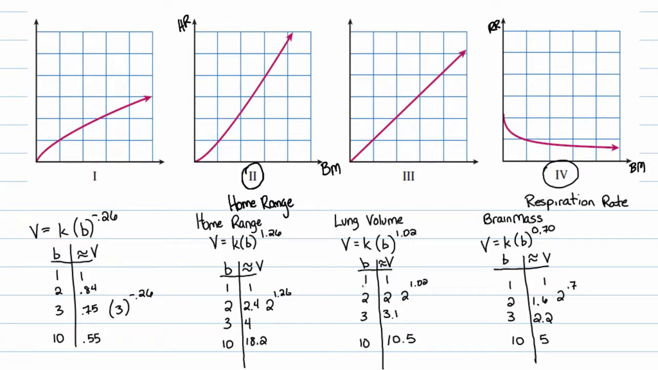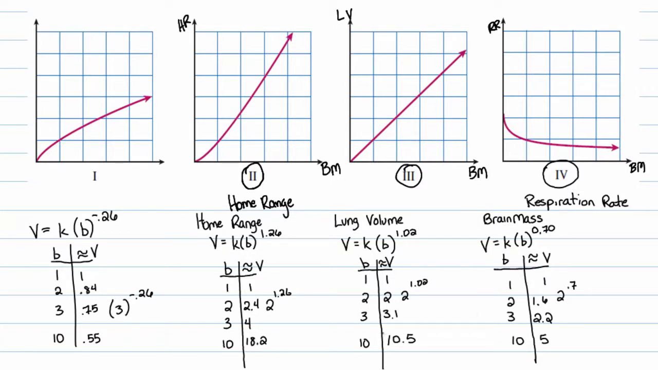Now the lung volume, let's take a look at this one. It's almost the same numbers. The same input leads to the same output almost. 1 goes to 1, 2 goes to 2, 3 goes to basically 3, 10 goes to almost 10. So this is sort of like a line. So this would be the third graph. This would be the body mass versus lung volume. So as body mass increases, the lung volume increases at the same rate.